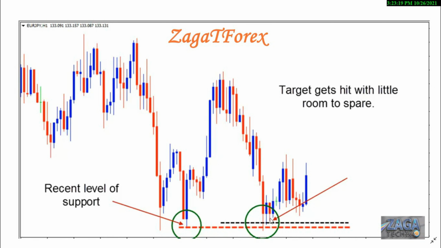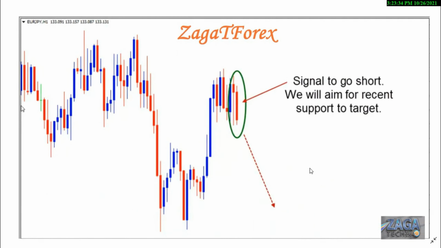If it passes over, you wait for what? For another bullish position, or another buy position. So as you can see now, as you have entered here, let me move back again and show you what I'm trying to say.